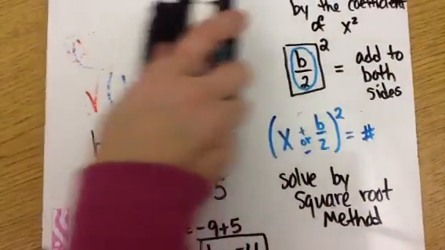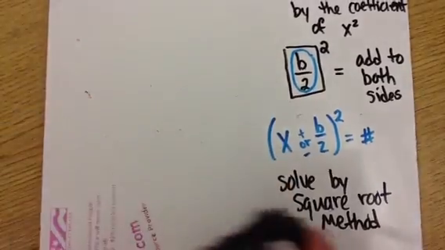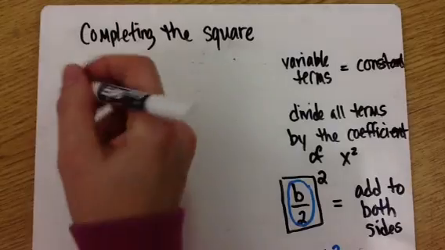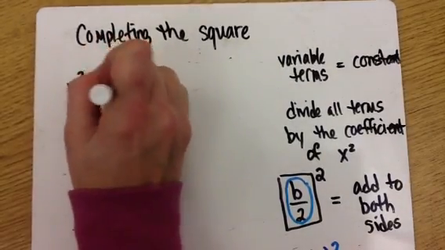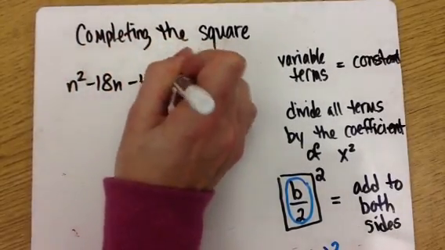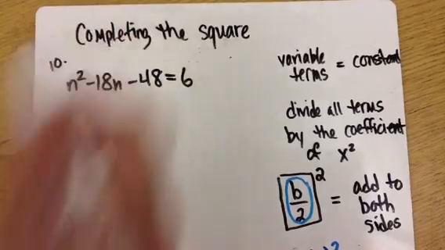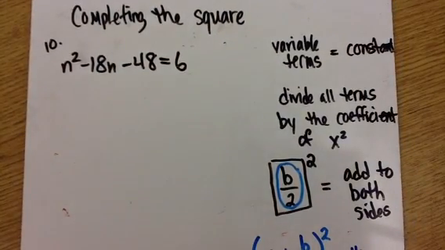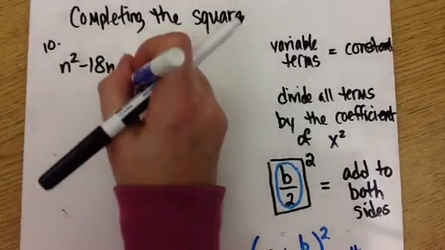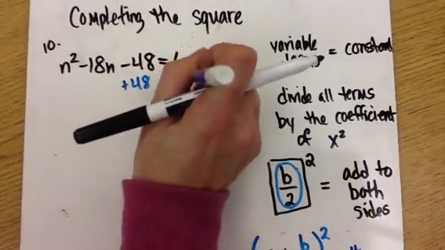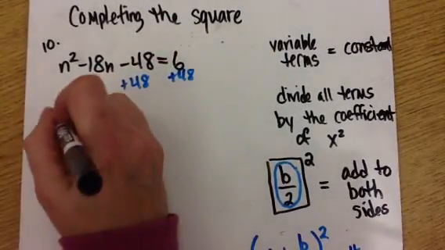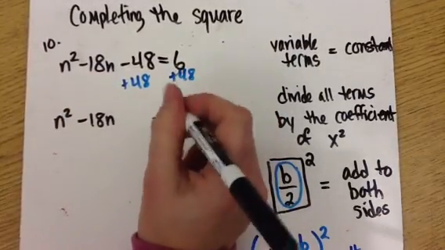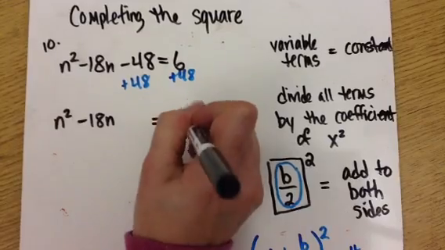Let's look at another completing the square. N squared minus 18n minus 48 equals 6. This is number 10. So again, we need to get the variable terms on one side and the constant terms on the other. So I'll be adding 48. So I have n squared minus 18n equals 6 plus 48 is 54.